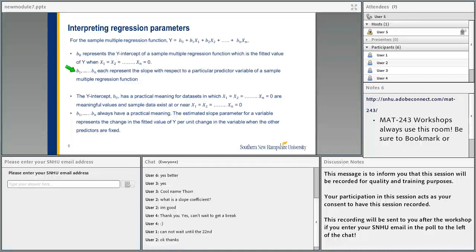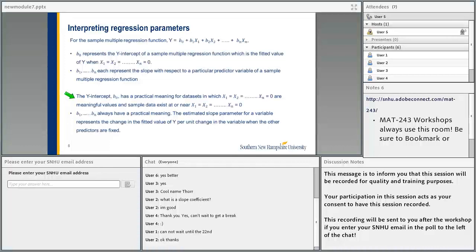B1 to Bn, they each represent the slope with respect to a particular predictor variable of a sample multiple regression function. So B1 through Bn are the slope values. The y-intercept B0 has a practical meaning for data sets in which x1 equals x2 to xn equals 0 are meaningful values, and the sample data exists at or near x1 equals x2 up to xn equals 0.